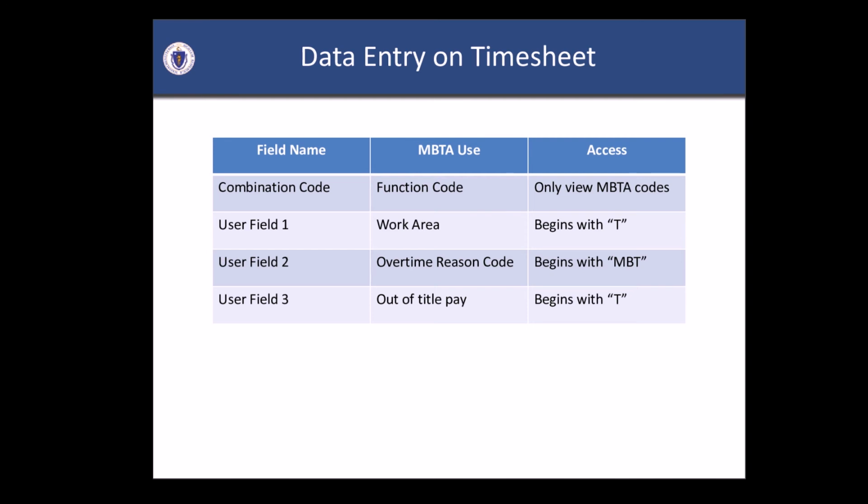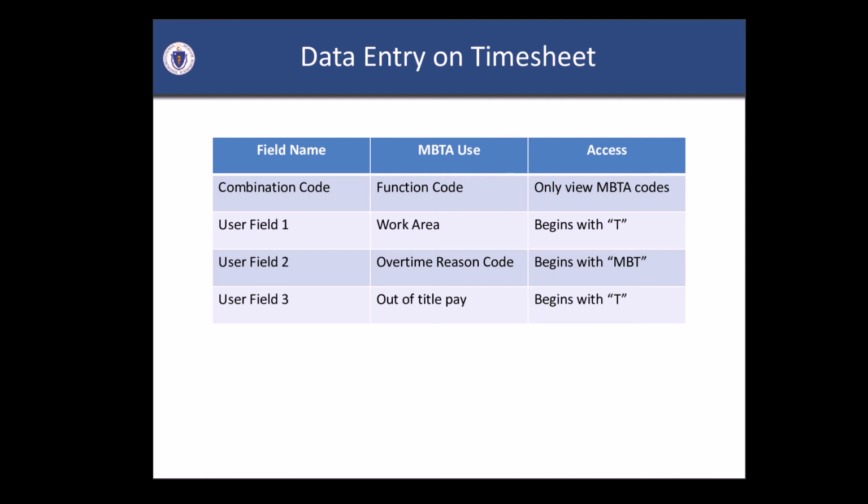So the first one is combination codes. You guys call that a function code. What's great about the combination code is that what's loaded in the system, you only see the MBTA codes. So there's still a lot of those. I think there's over 2,000 right now. But you know how those are coded and how they're made up. So you only have access to the MBTA codes.